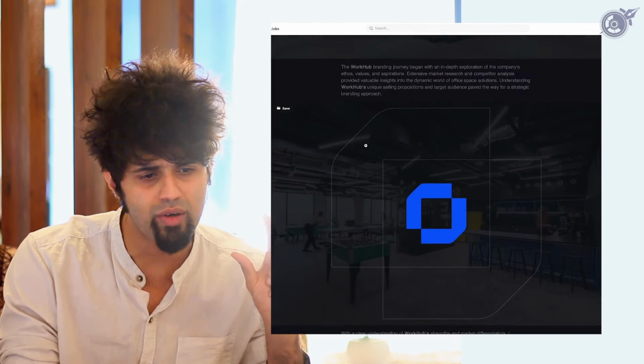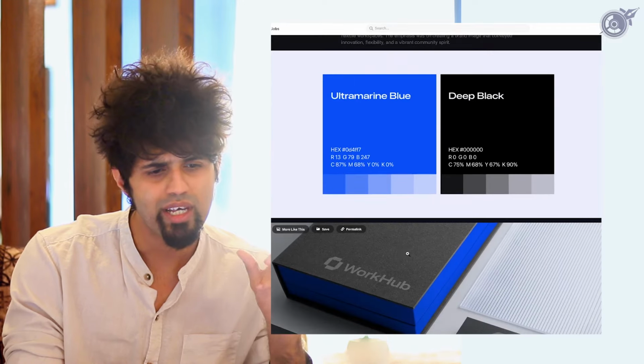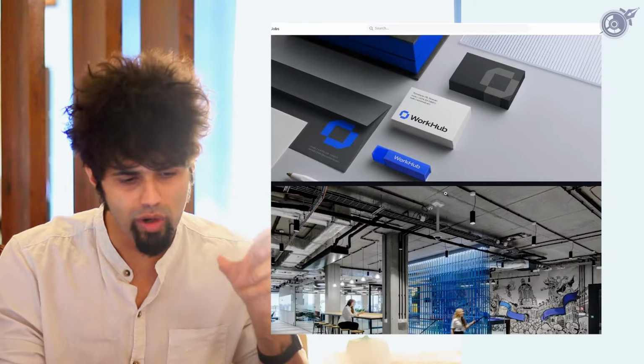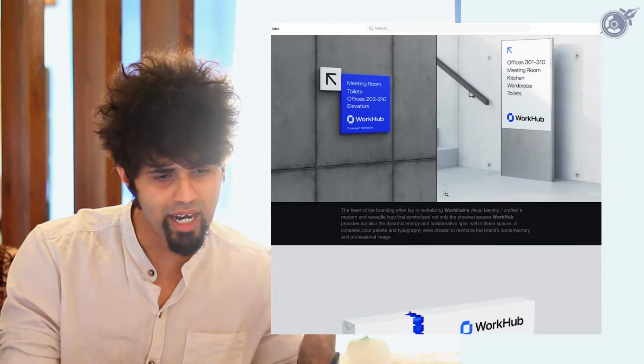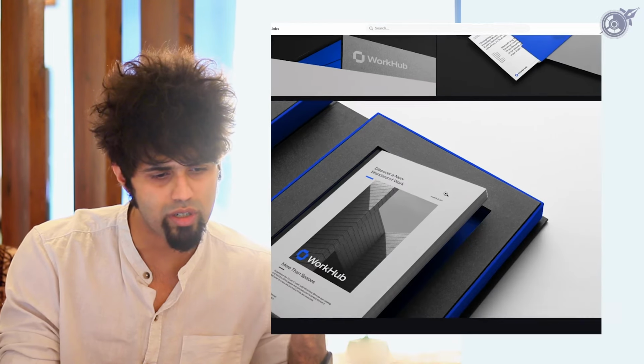Again, very similar breakdown in terms of a quick intro line, a look and feel of the logo, some aspects about the palette, some information, how exactly the logo would look in terms of a mock, in terms of how the office space would look, business cards, various things like that, boxes and books and whatnot.